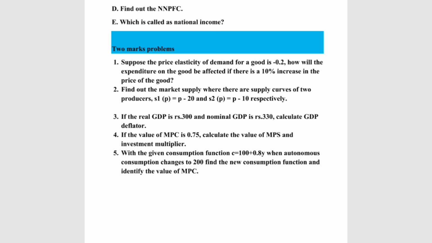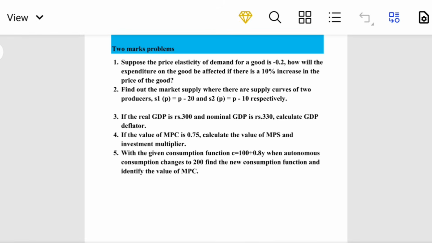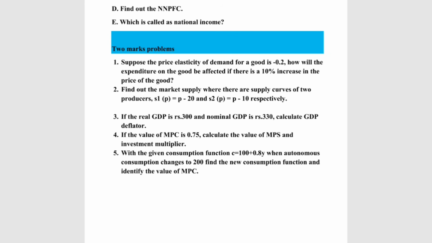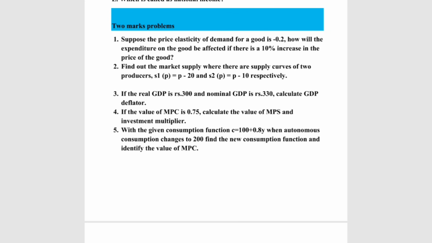Next, if the real GDP is rupees 300 and nominal GDP is rupees 330, calculate the GDP deflator. After that, if the value of MPC is 0.75, calculate the value of MPS and the investment multiplier. Next, with the given consumption function C = 100 + 0.85Y, when autonomous consumption changes to 200, find the new consumption function and identify the value of MPC. If you study these 5 questions for 2 marks, then definitely at least one problem question is going to be asked.